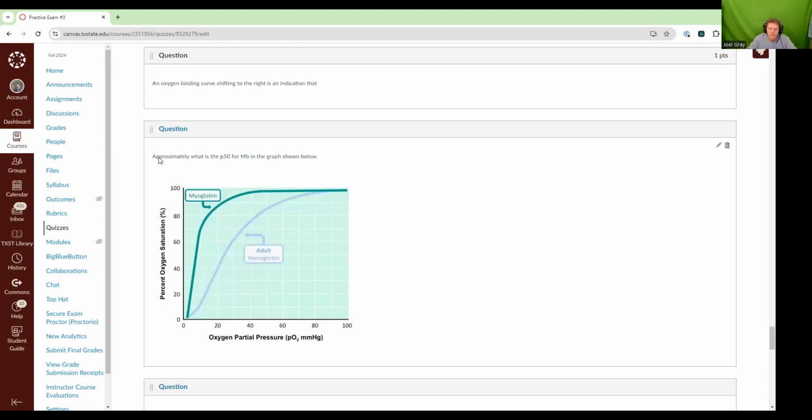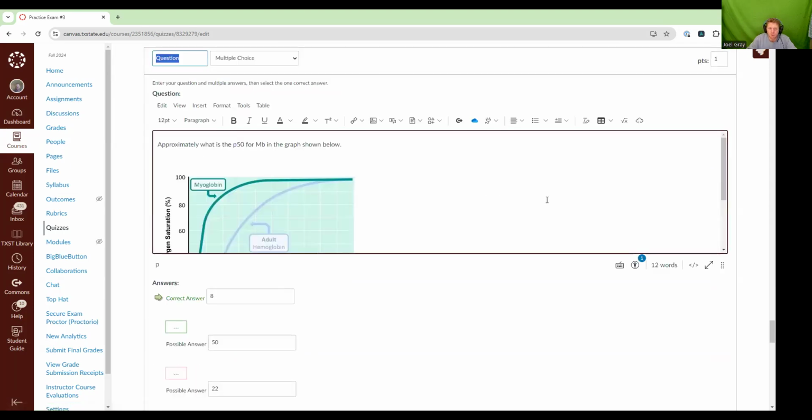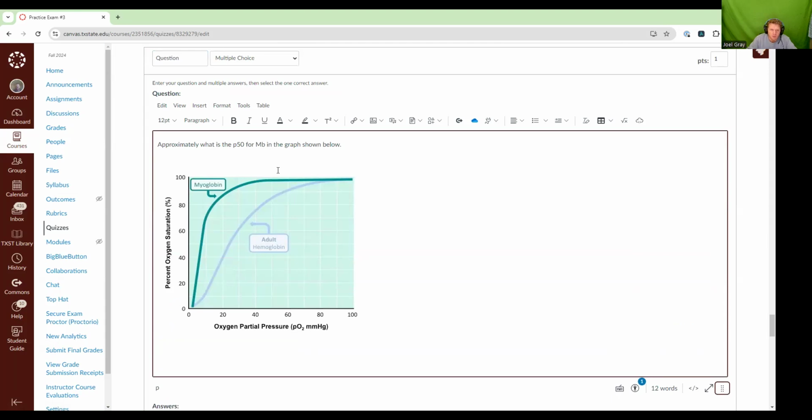Next up is approximately what is the P50 for myoglobin in the graph shown below? Okay, so this graph shows us our myoglobin protein indicated, and what we're looking for is our 50% point right about here. And so we want to draw that down. My drawing isn't particularly good there, so I'm going to clear all my markings there. And I'm going to refresh this and say, okay, well, if this is our 50% point, then we go all the way down to approximately, oh, there. And so we're just a little bit under 10 as an approximation.